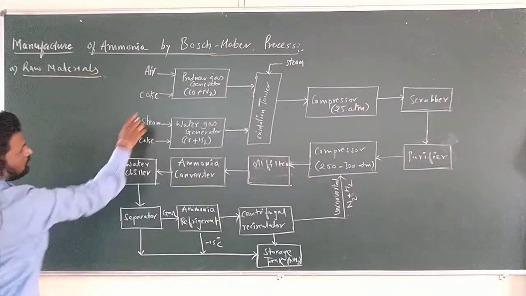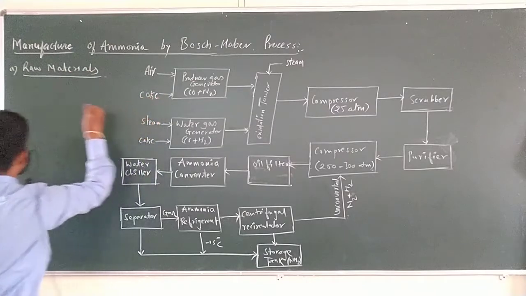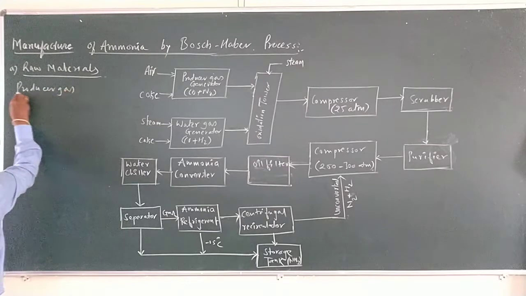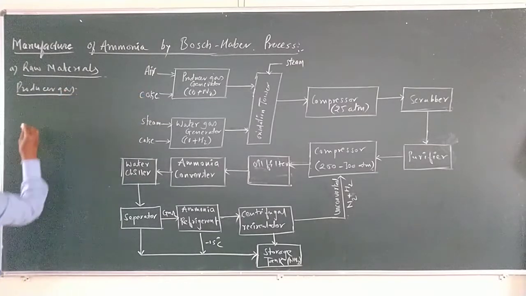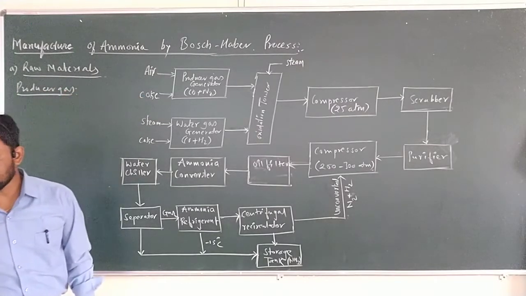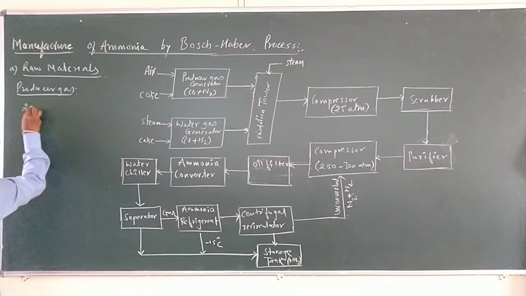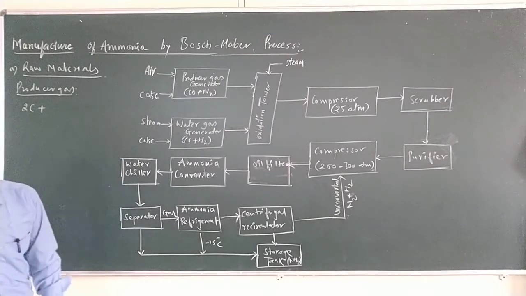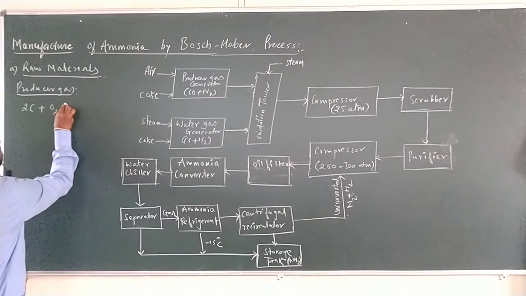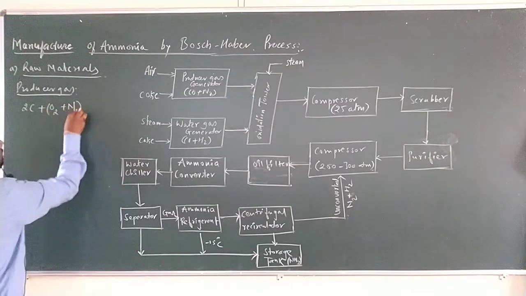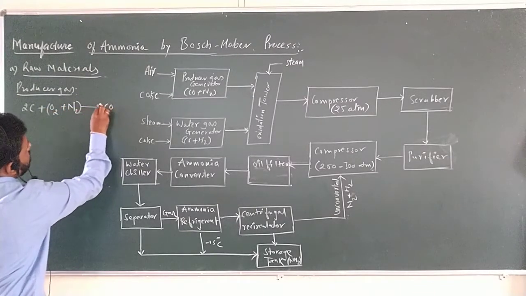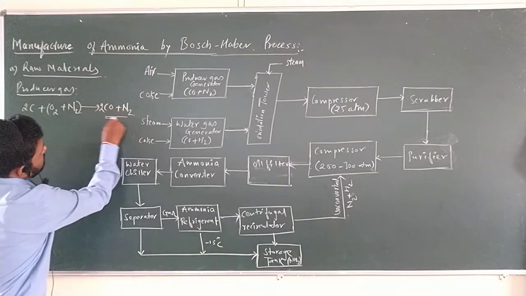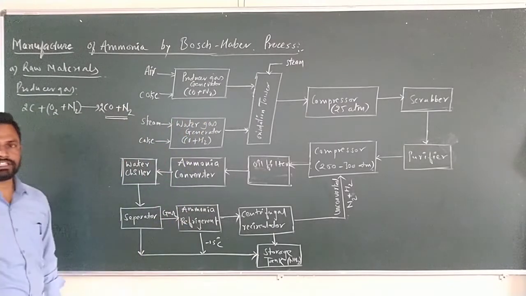Now see, what are the raw materials we are taking here for the producer gas? For producer gas, air plus coke. Here coke is carbon, plus O2 plus N2, which is the air, gives carbon monoxide plus pure N2. This is the producer gas. Here we can see CO plus N2, which is the producer gas.